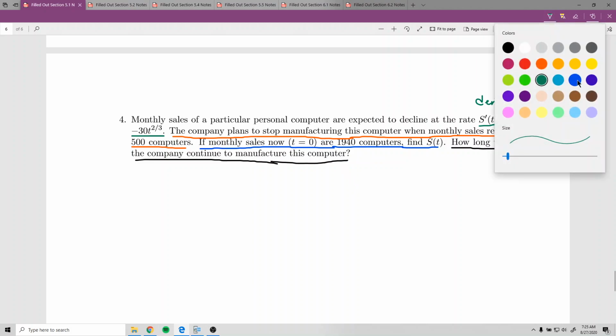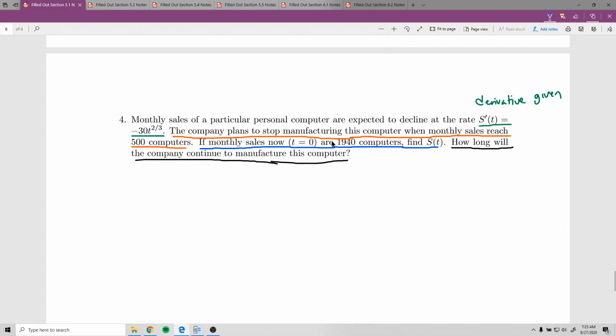All right, so the blue part is asking us to find S of t, and they're actually giving us a way to solve for C here. Once we get to that point, we're going to plug in t equals 0 and set it equal to 1,940. Right, but we've got to start by doing the integral of our derivative to get back to the original function. We've got to integrate -30 t to the 2/3 dt.